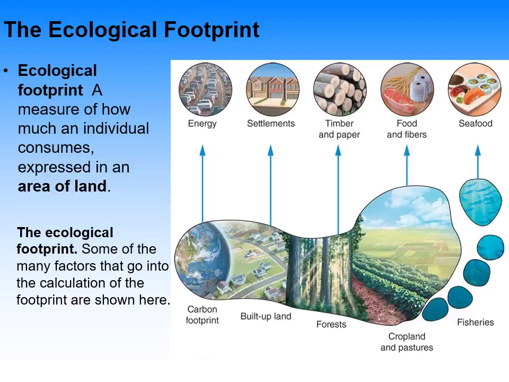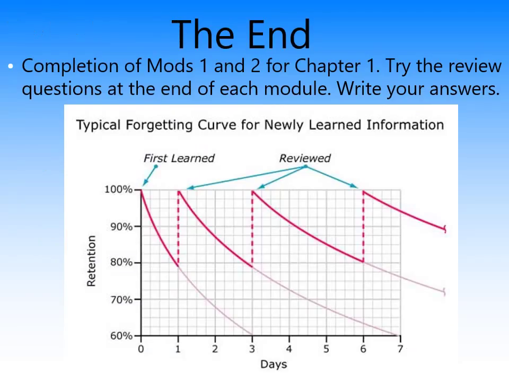Things that we considered in your calculation are shown in this picture. And your lifestyle, how much food you eat, the type of food you eat, how much water you use in your home, and how much water is used in the products that you buy, these are all involved in your footprint. So let's get it down to one Earth. That is the end of modules 1 and 2 for chapter 1.